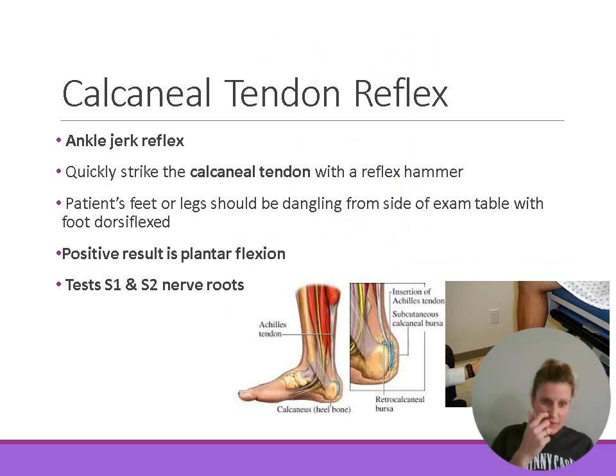The calcaneal tendon reflex is one of the reflexes that we test, or it's also called the Achilles reflex. The calcaneal tendon is the Achilles tendon. This is one of the reflexes that we test in order to evaluate the health of the peripheral nervous system. It's also referred to as the ankle jerk reflex.